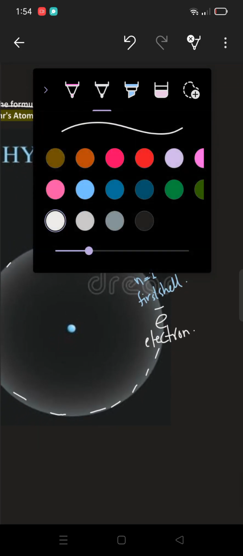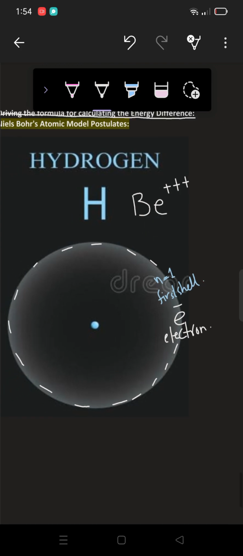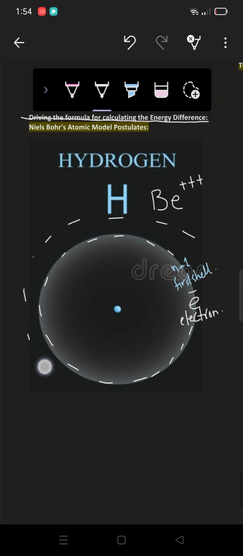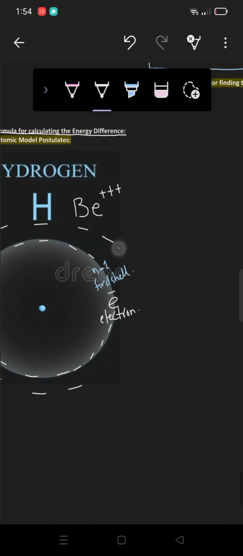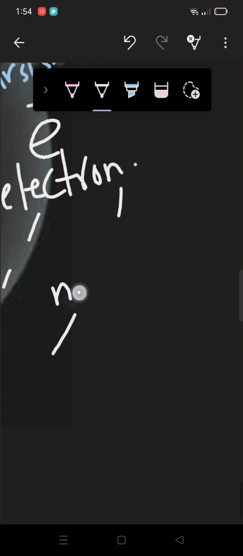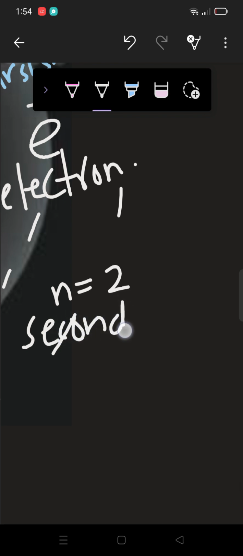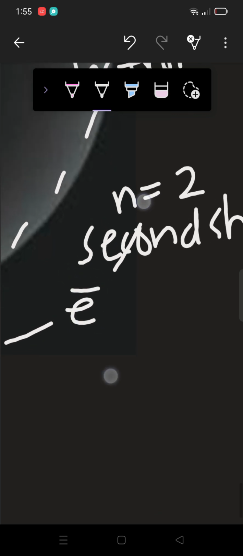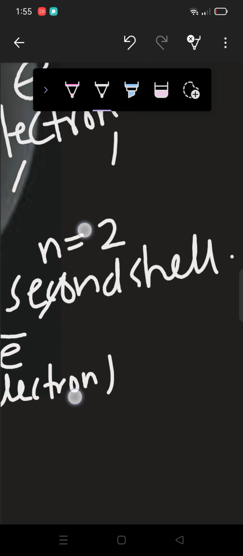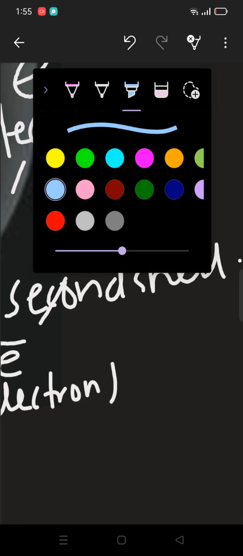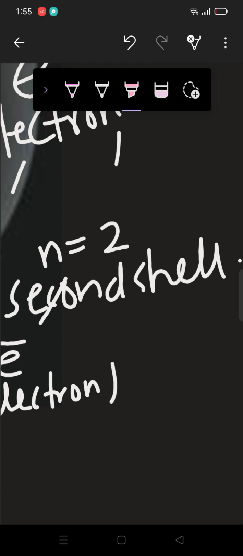Now suppose I have another shell as well. This is the second shell, so this is n2, the second shell, and of course the electron is revolving in it. Wait, let me highlight this first.